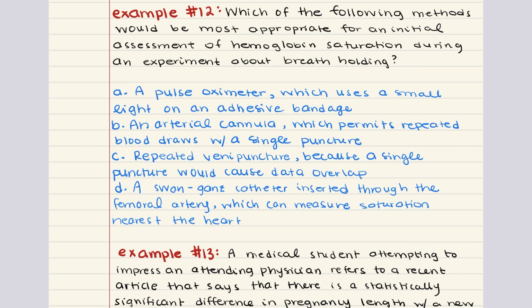The other methods, in contrast, are invasive, they carry greater risk, and they're just not justified for an initial assessment. These methods introduce potential harm, like the potential for an infection, or the potential for significant discomfort, which violates the principle of beneficence unless absolutely necessary. So, all things considered, the pulse oximeter is going to be the most appropriate choice for this initial non-invasive assessment. That means that the correct answer for problem 12 is A.